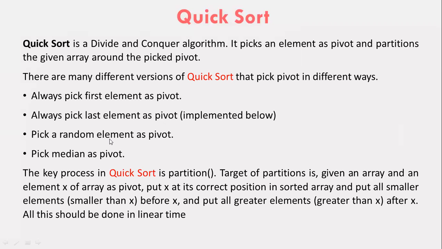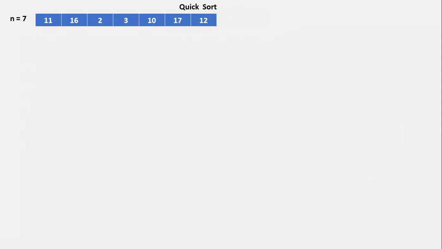Okay, so now let us go with an example. Say that we have an array with n equal to 7, that is, we have 7 elements. Let us say that these 7 elements are 11, 16, 2, 3, 10, 17 and 12. Now let us consider the starting element as the pivot element. So here my pivot element is 11.